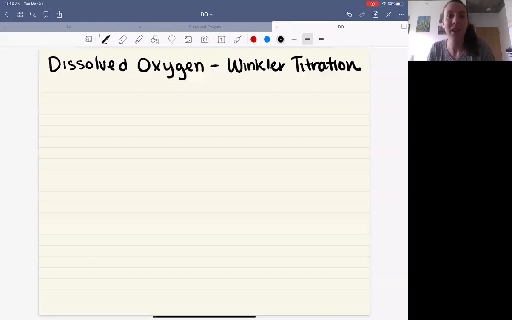Hello there. Up next is determining the concentration of dissolved oxygen in our seawater. Okay, so we're using the method of a Winkler titration.